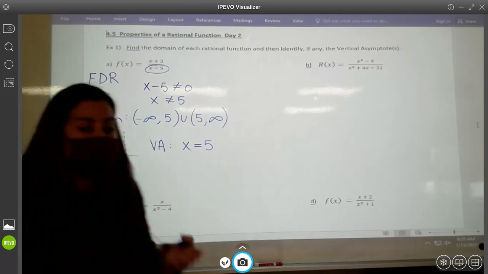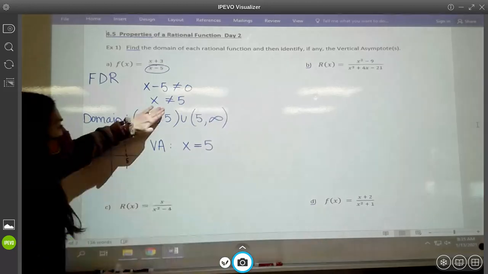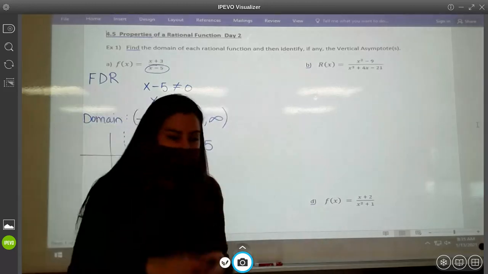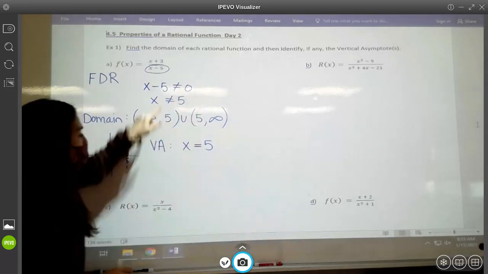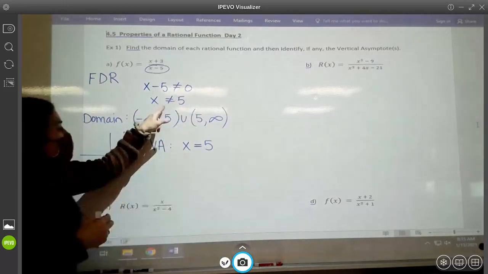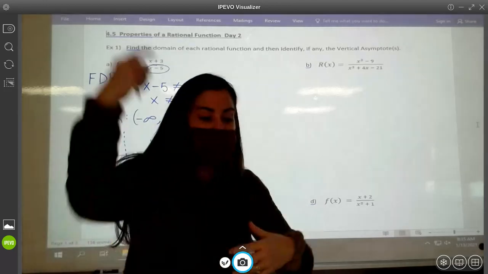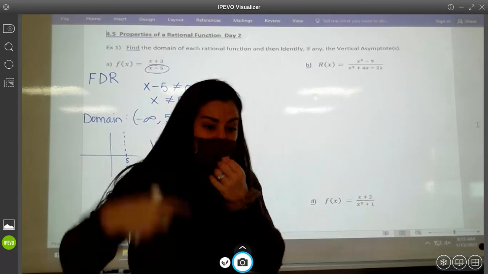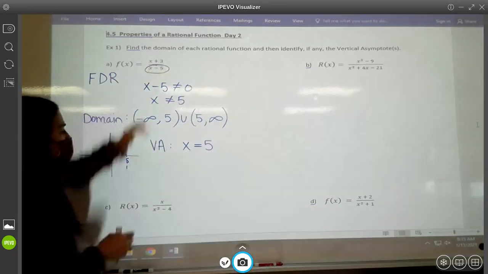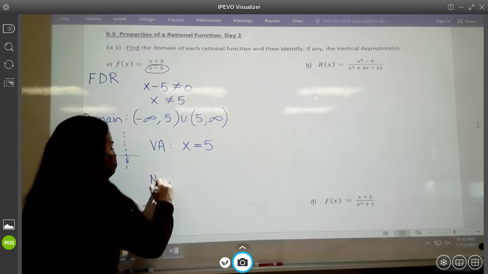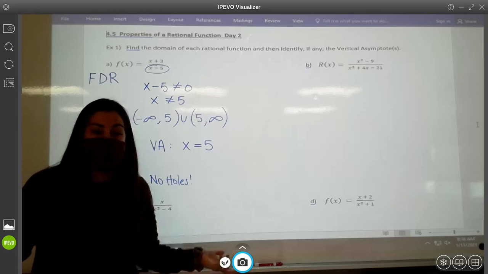All right, now I want to talk about this. Any number that is not in your domain, in this case it's just 5, we saw yesterday, it can become one of two things. Either that number will become a VA, or that number will become a hole. A hole only comes when something canceled out on top and bottom, when there was a reducing or a simplification. Since nothing canceled or reduced, this graph will not have any holes. I just want to talk about that because that's going to be something we have to find in the future anyway.